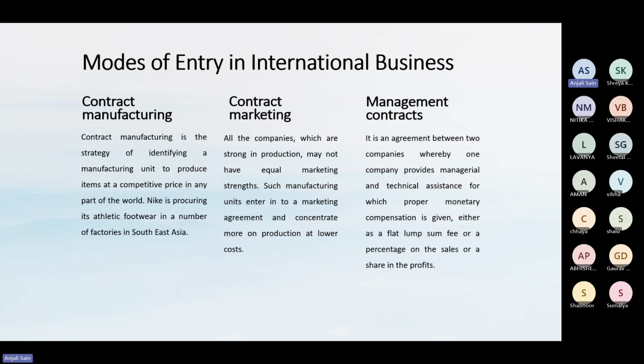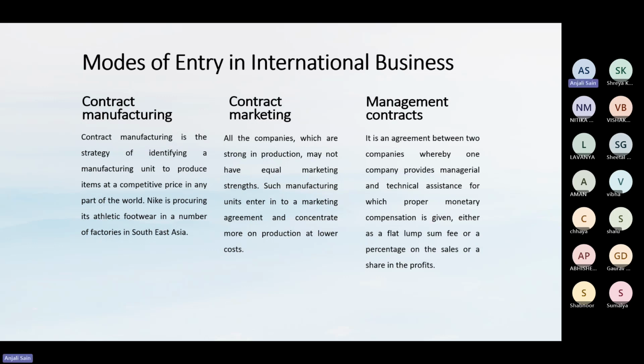This is contract manufacturing, जिसमें मैंने किसी फॉरेन मैन्युफैक्चरर के साथ कॉन्ट्रैक्ट में एंटर किया for manufacturing my product। इसका बेस्ट एग्जांपल is Nike. Nike is procuring its athletic footwear in a number of factories in Southeast Asia. इसमें क्या किया है? नाइक ने अपनी कॉन्ट्रैक्ट मैन्युफैक्चरिंग कराई है। क्यों कराते हैं? Why it is beneficial to the firm? Because of its low cost.